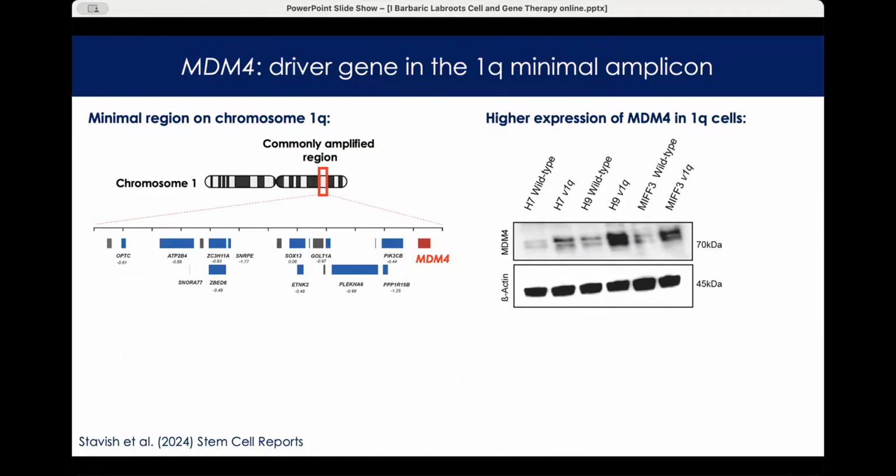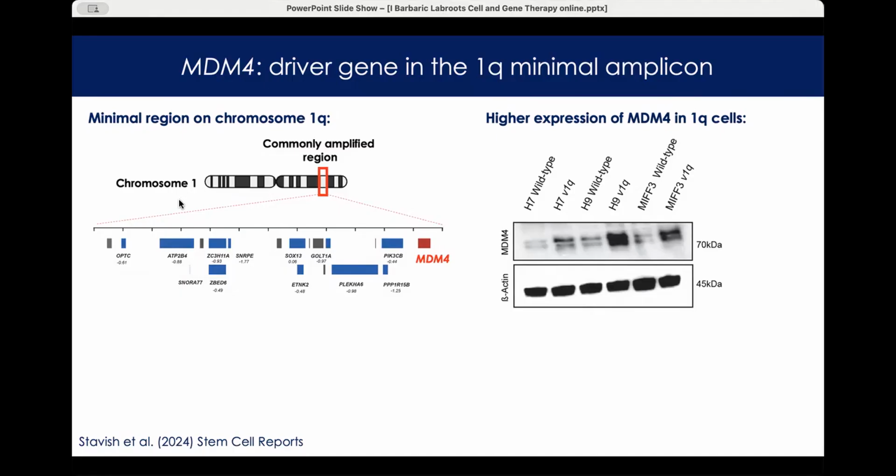At the molecular level, we were interested in what is the driver gene for this striking phenotype. And for this, we summarized all of the karyotyping data. So we had, as I said, many thousands of karyotypes, many of them with a gain of chromosome 1q. So by looking at all of those karyotypes, we were able to identify a region on chromosome 1q that is common, so minimal amplicon, minimal region that is always common in 1q variants.